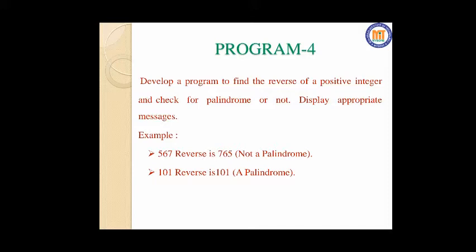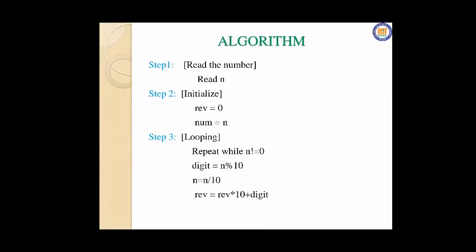So what's the aim of this program? The aim of the program is to find whether an integer is a palindrome or not. If the reverse of the number is equal to the original number, then we can claim the given number is a palindrome number. Next, let's see an algorithm.